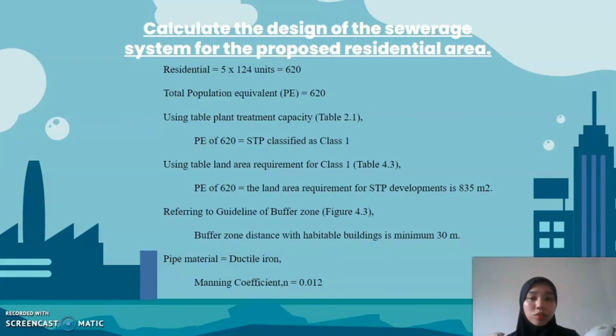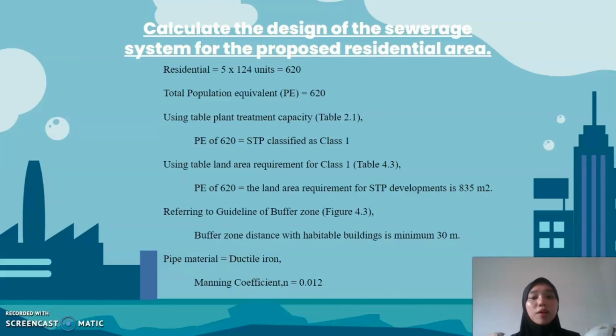So what we need to do is calculate the design of the sewage system for the proposed residential area. For this residential area, there are 124 units multiplied by 5, which is 620. So the total population equivalent will be 620. By using the table of plant treatment capacity, PE of 620 equals an STP classified as class 1. Then, using the table of land area requirement for class 1, PE of 620 gives a land area requirement for STP development of 835 square meters.